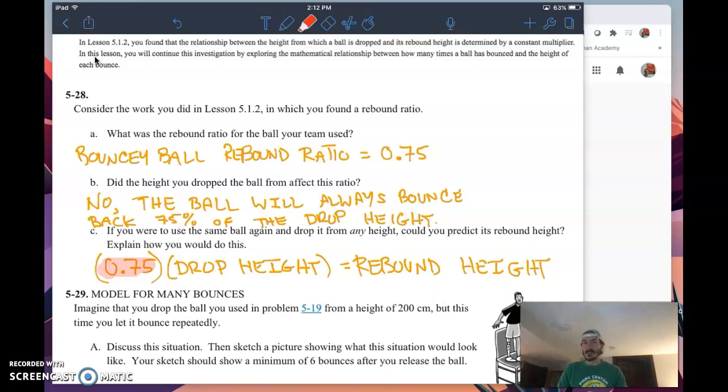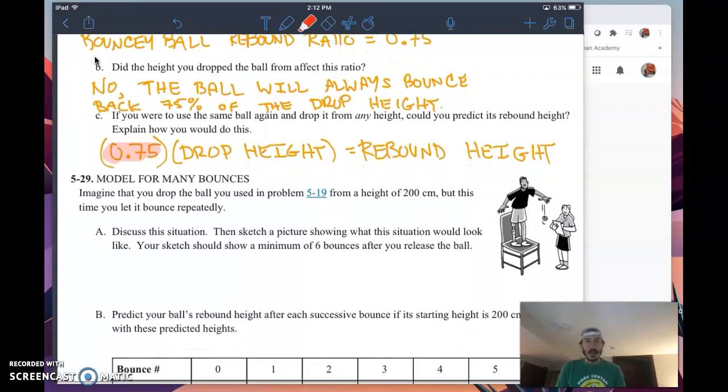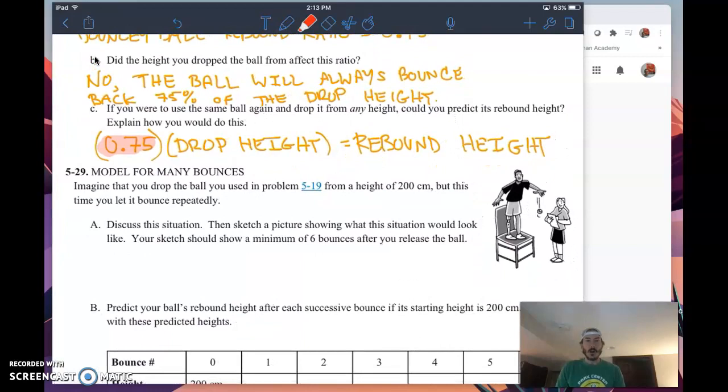and we're going to see how this creates a new pattern and a different graph that maybe we've never seen before. Okay, moving on to 5-29, it says, imagine you drop the ball from a height of 200 centimeters, but this time you let it bounce repeatedly, just like the guy did in the video. If you need to, back up and watch that video. Discuss this situation and sketch a picture showing what this situation would look like. Your sketch should show a minimum of 6 bounces, okay?